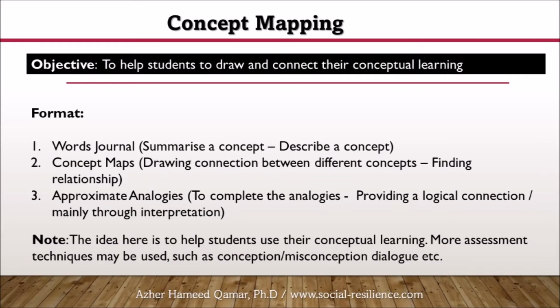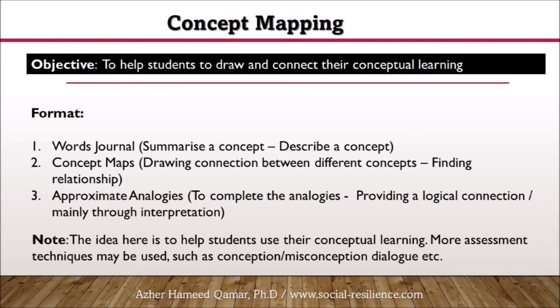Then we have another category that is called concept mapping, and its objective is to help students draw and connect their conceptual learning. And we all know as teachers that conceptual learning is very important to lead the understanding level. Its format may be, for example, a words journal, in which students summarize or describe a concept and write a journal. And then the concept map, or concept mapping, in which students draw connections between different concepts and also try to find relationships.